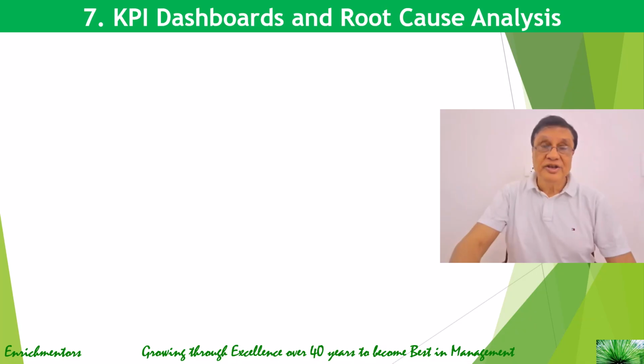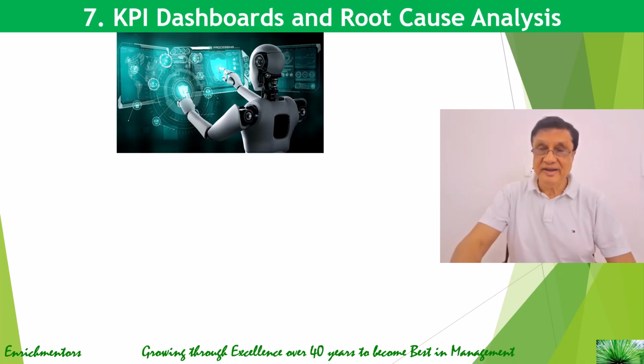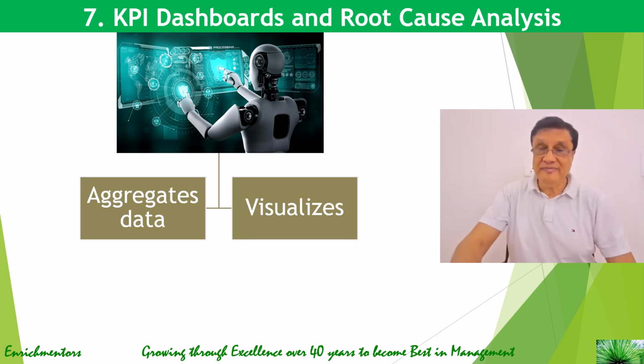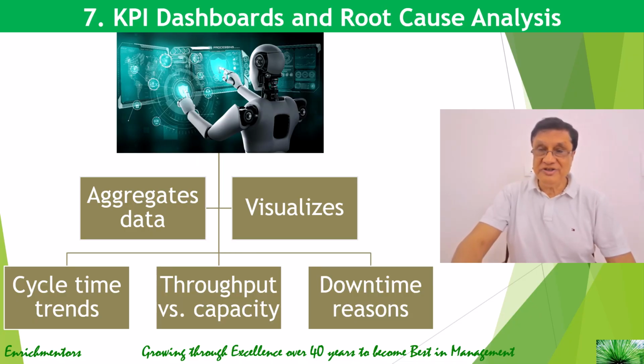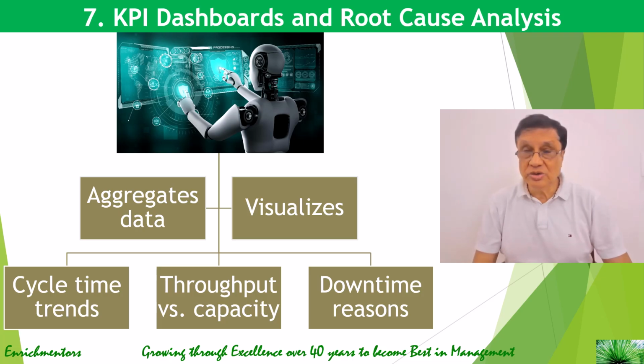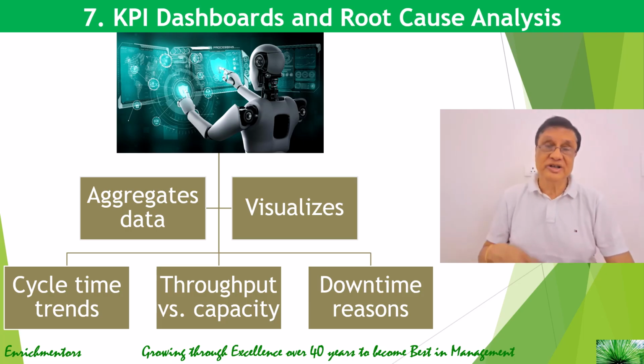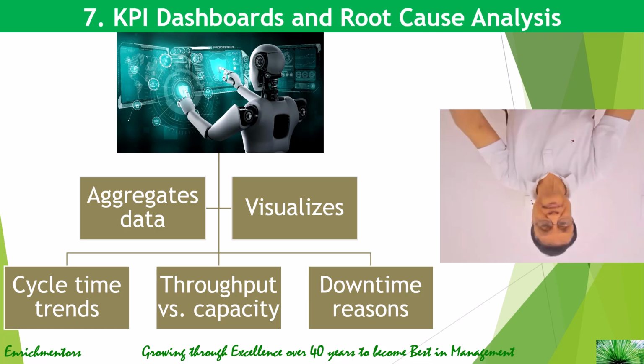Then you have KPI dashboards and root cause analysis. AI aggregates and visualizes cycle time trends, throughput versus capacity, and downtime reasons. As a result of this analysis, it could highlight the top three reasons for delays: tooling setup time, operator shift changes, and sensor faults. So that's how KPI dashboards and root cause analysis help.